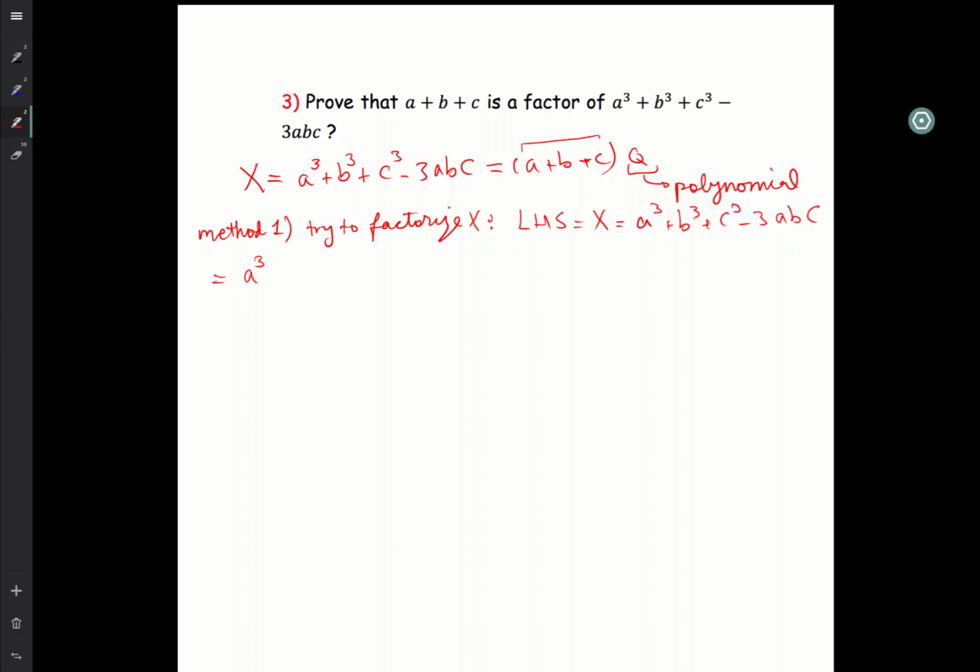So the way we can do this is we start with (a + b + c) cubed, and this is equal to a cubed plus b cubed plus c cubed plus... how do we calculate this?